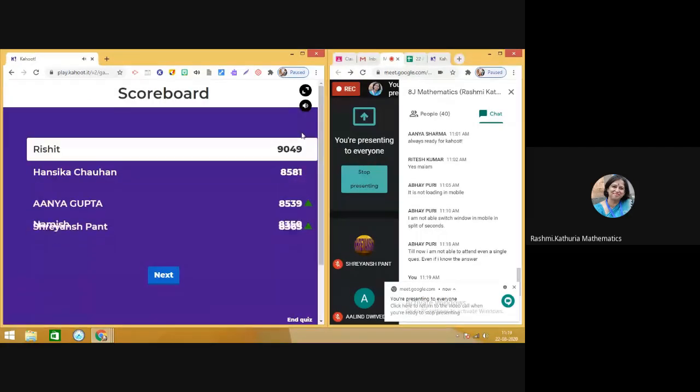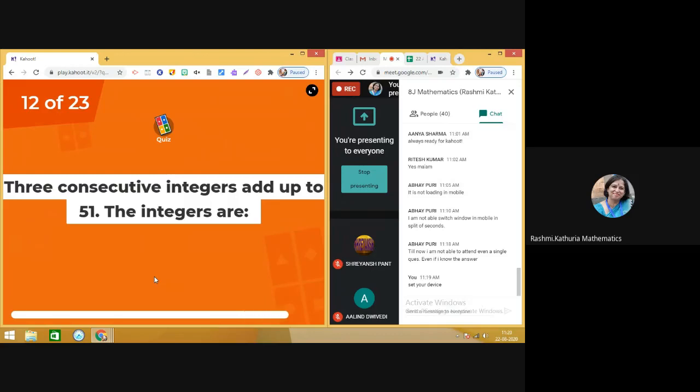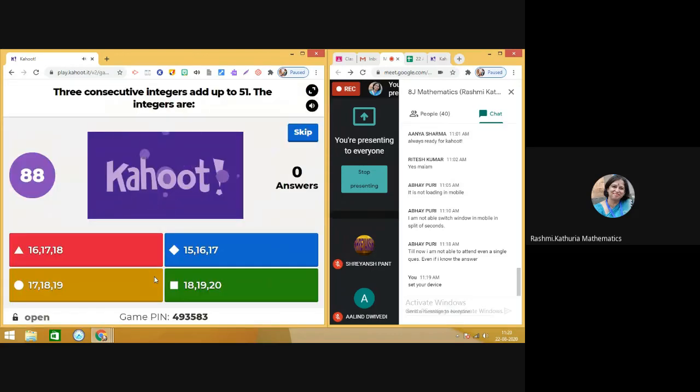Moving on to the next. Okay, again, there is a change in the leaderboard. That means those students who are taking more time, their sequence is getting in the end. So you will see that Rishit, Hansika, Anya, Shreyansh, and Namish, they are in the order, and scores you can see. I'm moving on to the next question. Three consecutive integers add up to 51, and you need to find the integers.